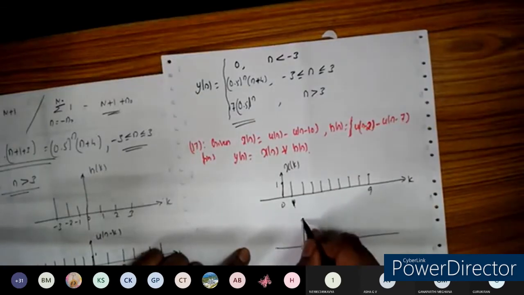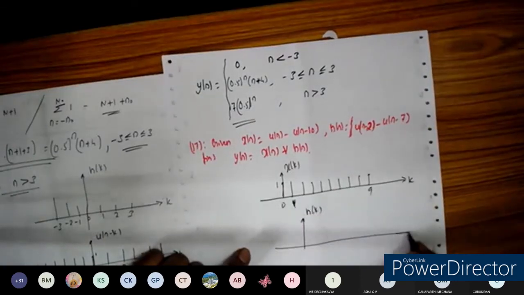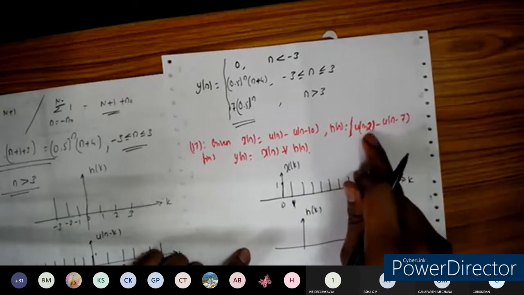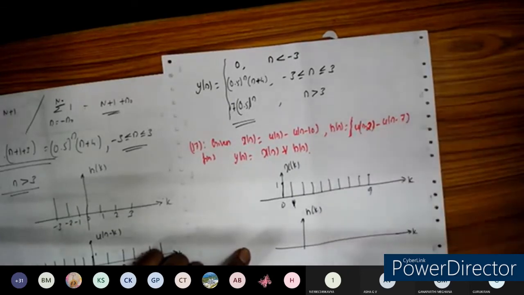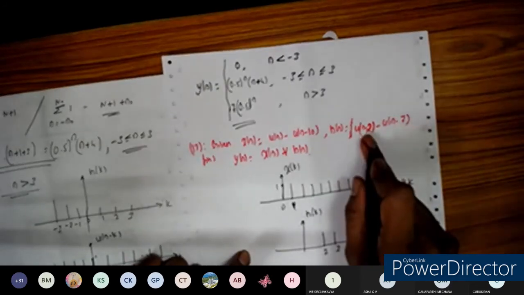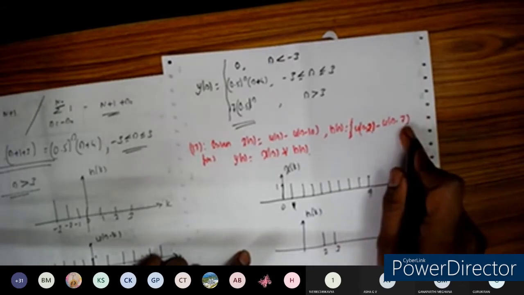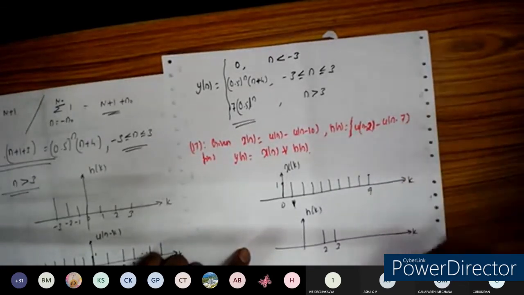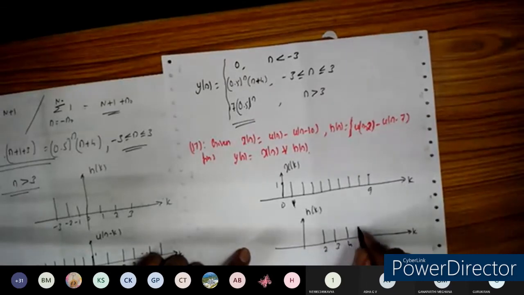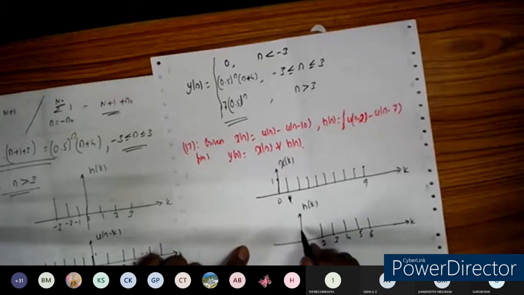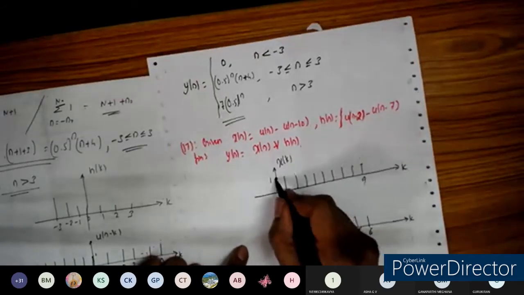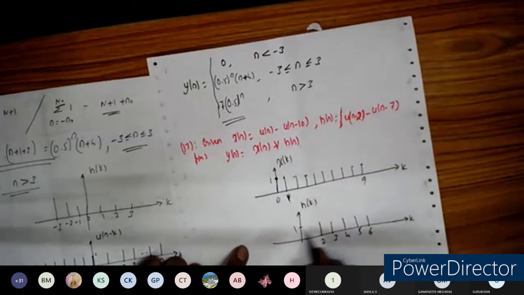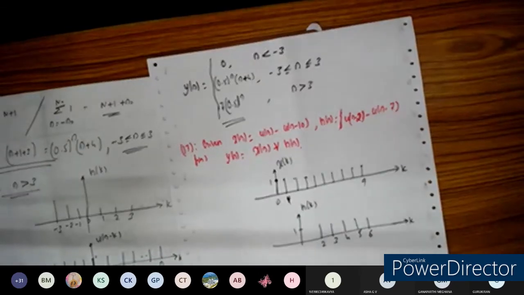And the next one is h of k. u of n minus 2 starts from k equal to 2, and u of n minus 7 starts from 7. When you take the difference, from 7 onwards all the signal gets cancelled. So we have the signal from 2 up to 6, and the corresponding amplitude is 1. At k equal to 2 it starts, and we will see the signal like this.